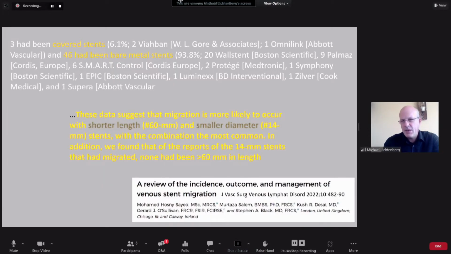Stephen Black and his team performed a very nice review of these complications, and they summarize that these data suggest that the migration is more likely to occur with short, small stents, with the combination the most common. This means don't use short stents, small stents for treatment of May-Thurner syndrome without any post-thrombotic changes. There's a high risk of migration, and this definitely needs to be avoided.